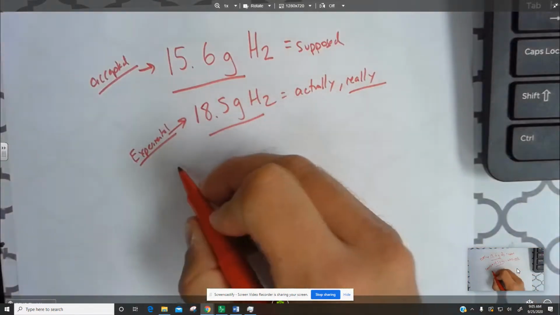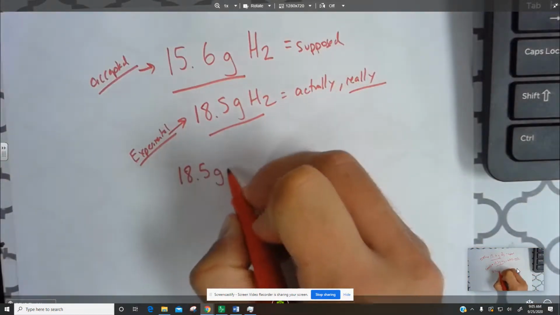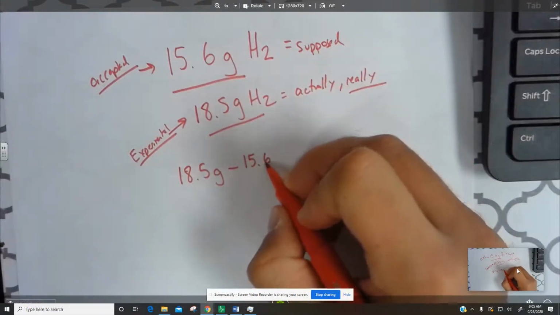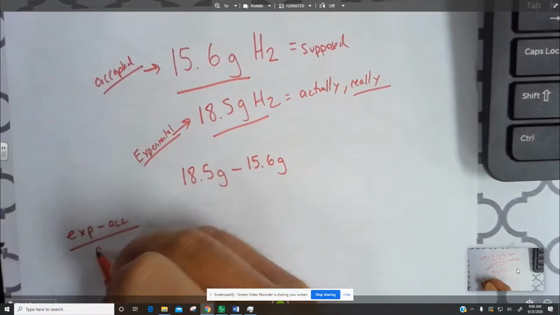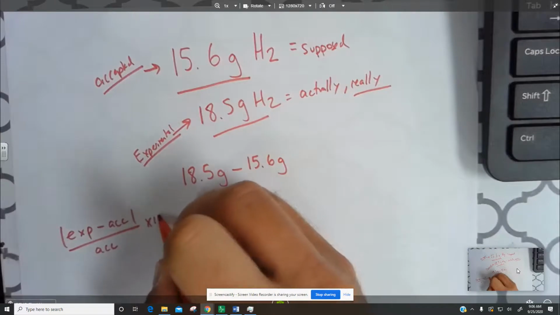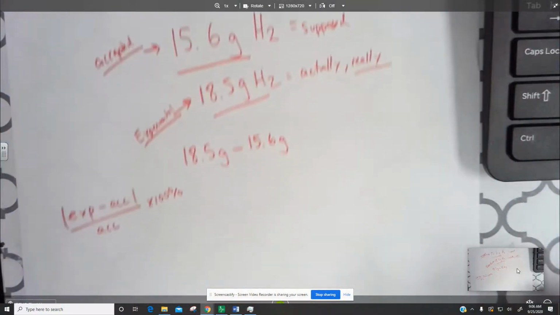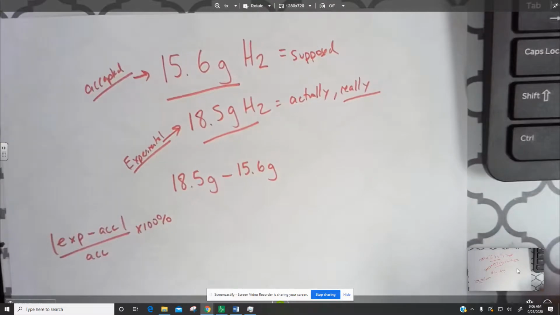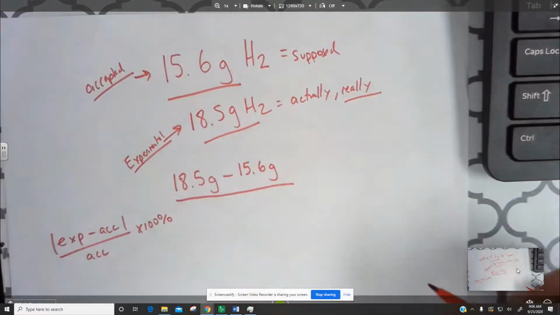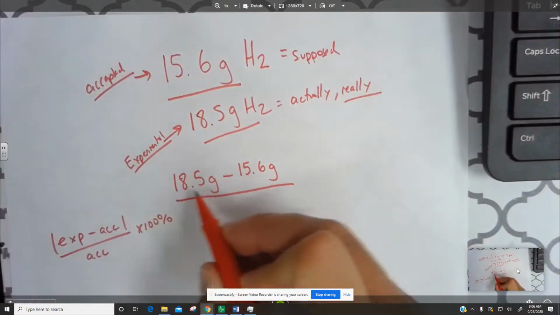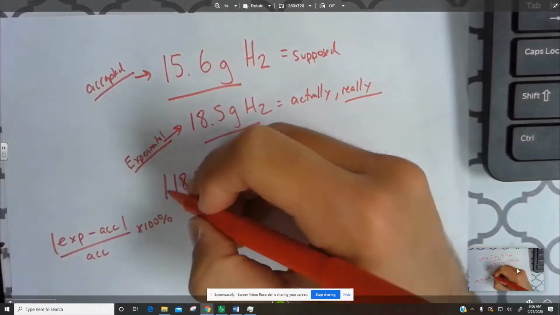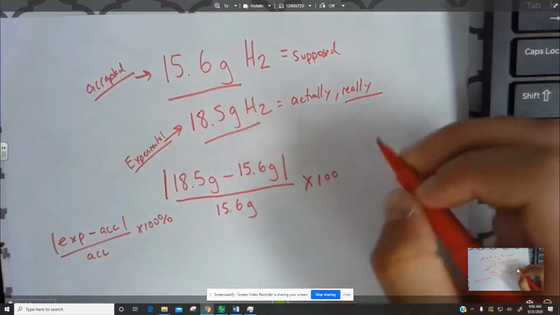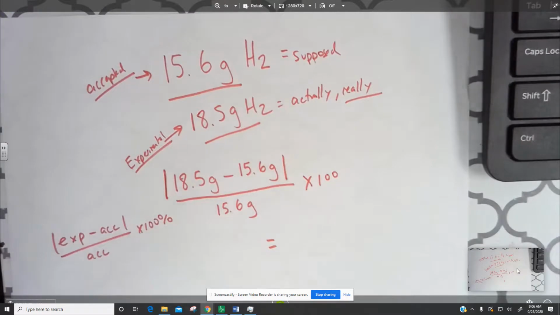Okay, so experimental 18.5 grams minus the accepted. So I'm actually going to write it out so you see it. Experimental minus accepted over accepted, times 100%. Now that is a formula that you do need to memorize, but I'm going to let you all use note cards on this next exam as well. So that's something I would write down. Okay, so experimental minus accepted over accepted, and then times 100.